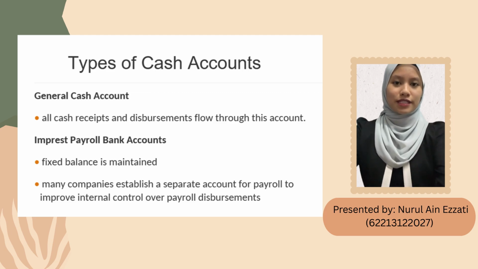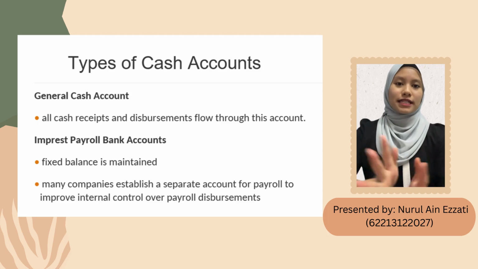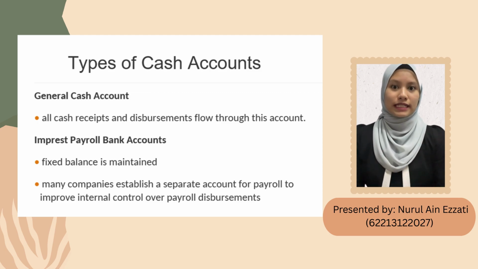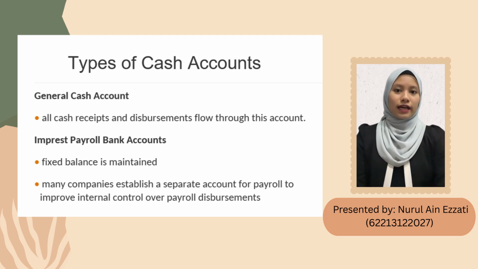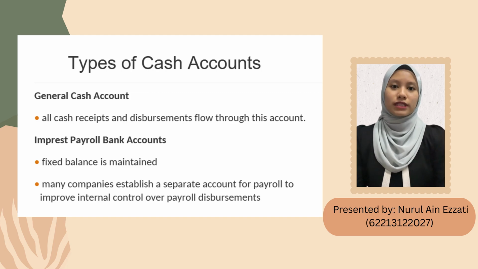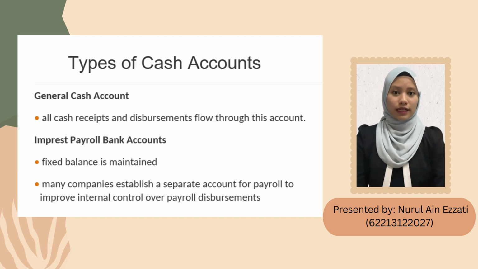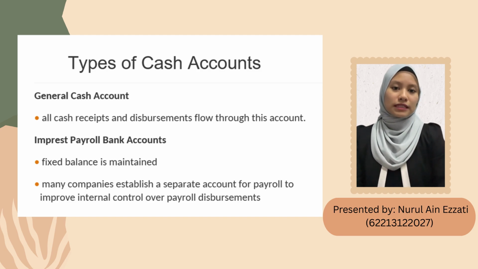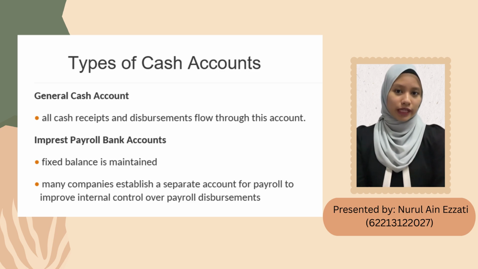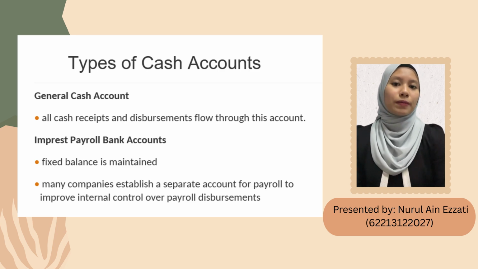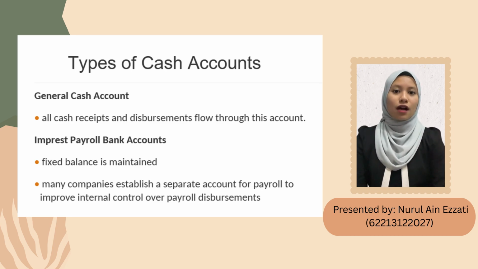The first one is the general cash account, which is the main bank account of a business. It is the central account through which all cash receipts, which we call inflows, and all cash disbursements, which we call outflows, are recorded. This means every time the company receives money, for example from a customer, or pays money to a supplier, the transactions are processed through this account. For example, if a business receives RM5,000 from a customer and then pays RM2,000 for office rent, both transactions go through the general cash account.